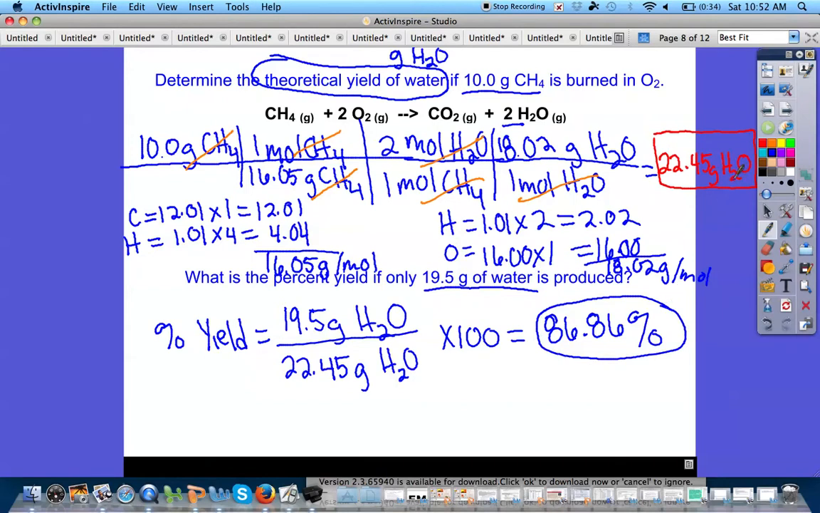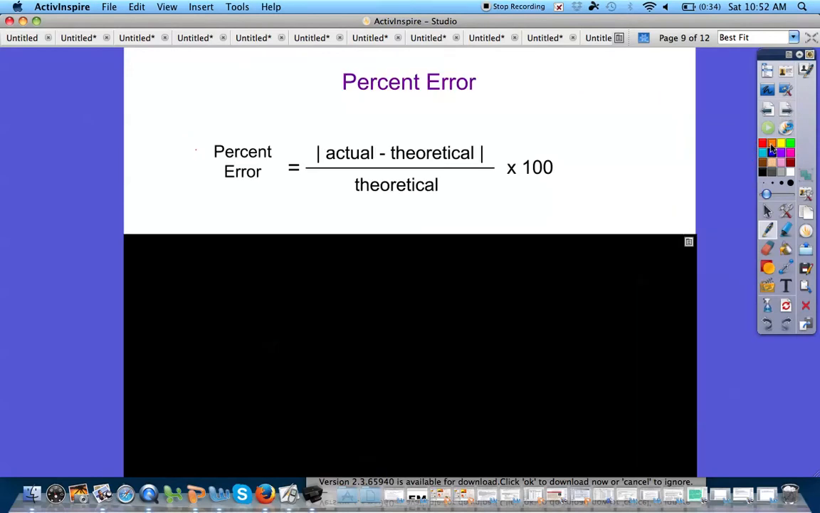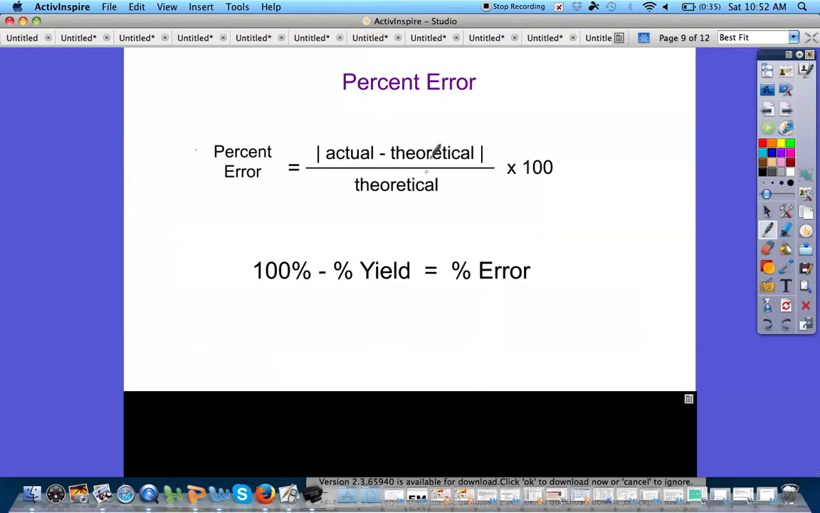Okay. Go ahead and check your answers on those. Hopefully you're on the right track. So we've talked about percent yield. The other thing we're going to talk about is percent error. We talked about percent error at the very beginning of the year in our matter and measurement unit, but percent error is the absolute value of the actual minus the theoretical, so this is going to give us a positive value, that's what the absolute value bars do, divided by the theoretical and then multiplied by 100. But since we've already found the percent yield, we can take 100% minus the percent yield to get the percent error. Both of these are going to give us the same value.